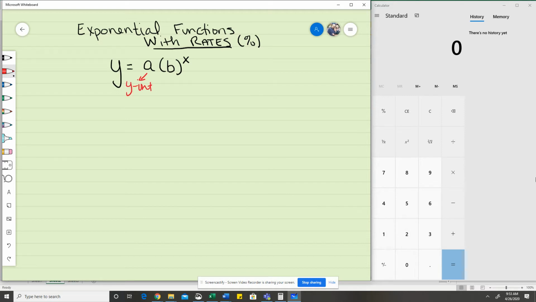So if we're talking about a savings account or a loan of some sort, that's going to be your principal. Okay, so your starting value or your principal value. Now the b, this is your factor, your multiplicative factor that we're using each time. Okay, this is the exponential factor.